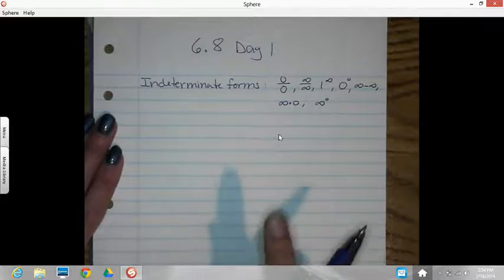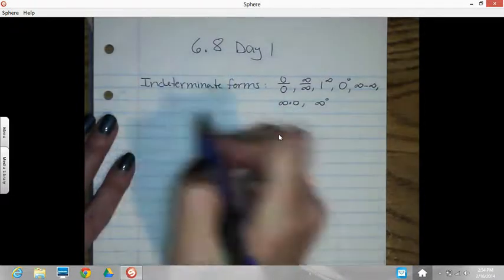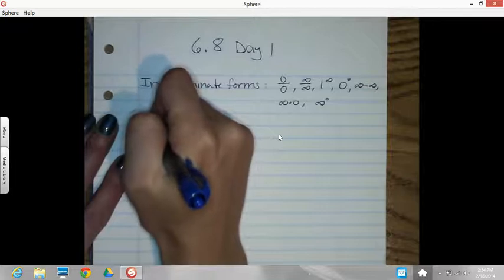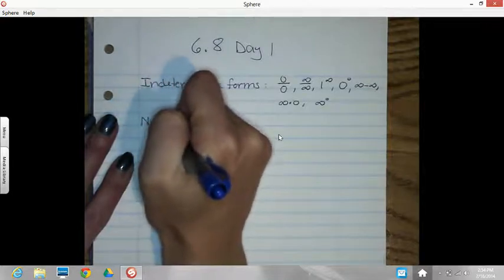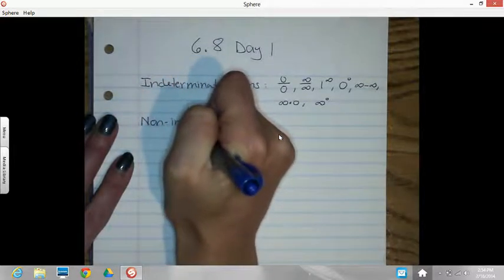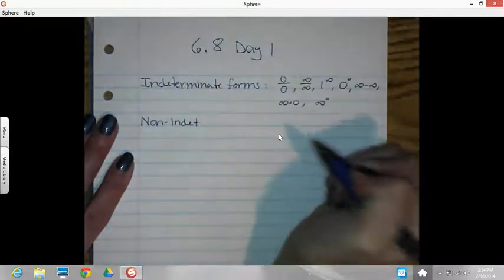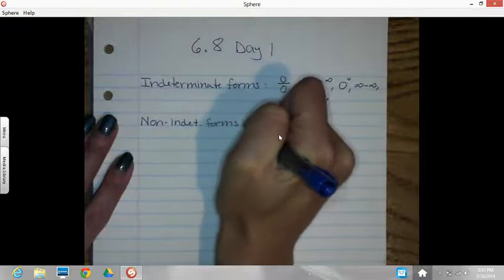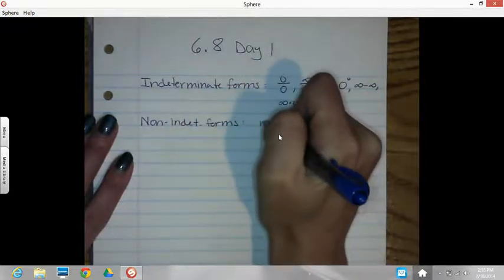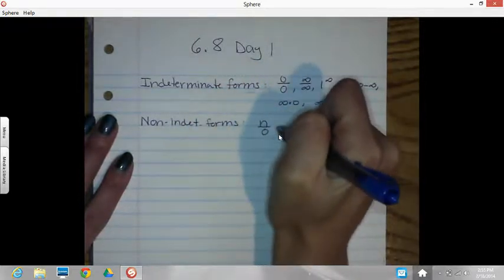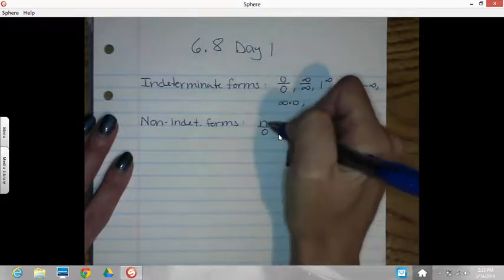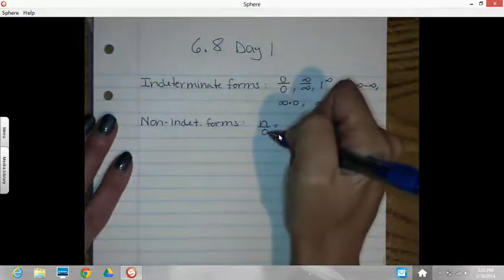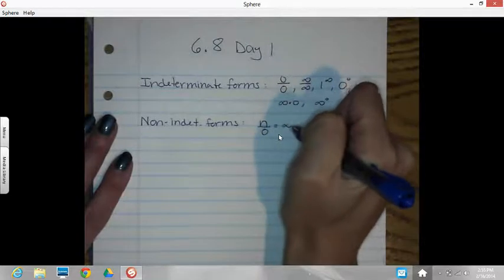Solution can't be determined. Our non-indeterminate forms, just a quick review, we do have solutions to these. So they are determinate forms, I guess. Made that up myself here. A number divided by 0. So remember, think of something big. How many times can something almost non-existent fit into it? That equals infinity.